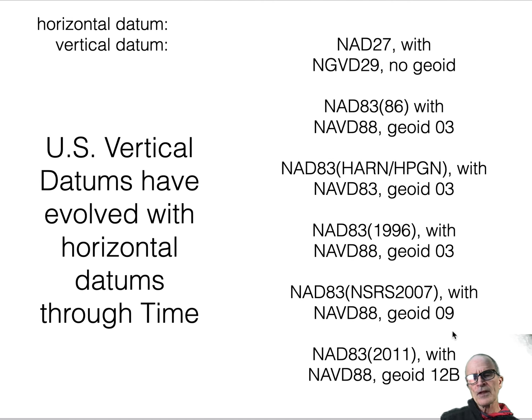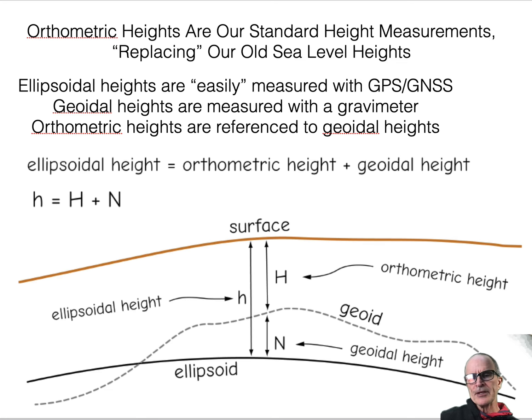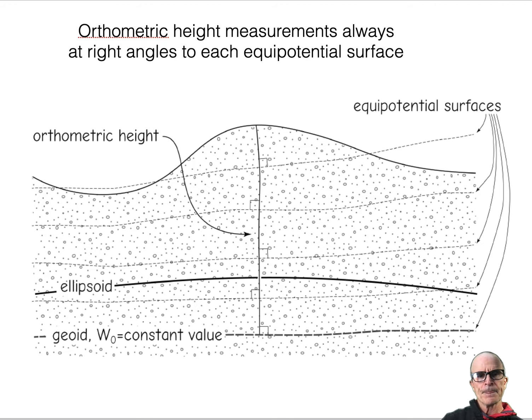And then from 2009 to 2012, or the NSRS 2007 version of NAD83 to the 2011 version, they only change by sub-inches for most places. So again, we're measuring the orthometric height from the geoid up to the surface or wherever we're interested in measuring a height. There's this ellipsoidal height and this geoidal height, which are sometimes reported, but our orthometric height is from the geoid to the surface, and that's our standard mean sea level height.